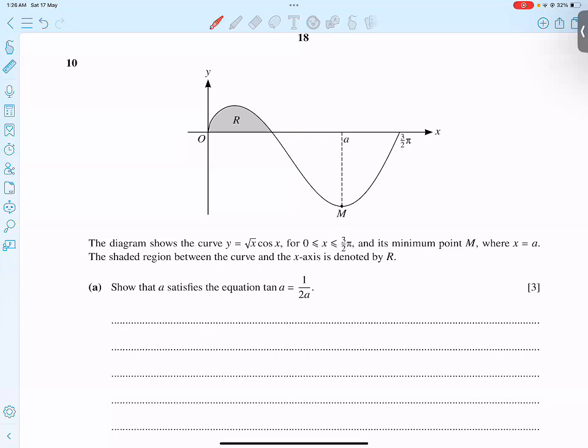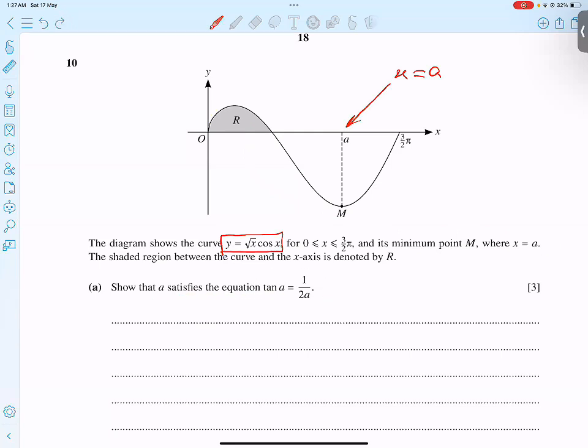Question number 10, we have students. The equation of the curve is given here. And he mentioned that there is a point of minima. You can see there's a point of minima. And he gave us the x value. The x value at the point of minima is A. And then he's asking for the shaded area. This is for maybe the next part, not here. And we have to just show this equation, okay?